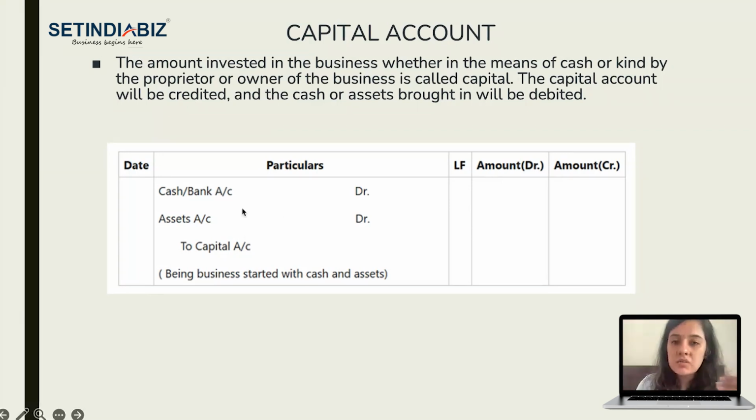Why are they being debited? We'll do that later, but I'm just explaining to you. Cash is being introduced, assets being introduced. So cash debited, assets debited, and the capital account will be credited, right?